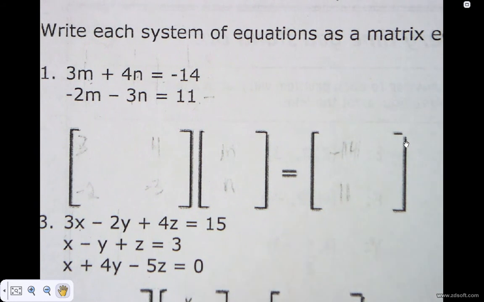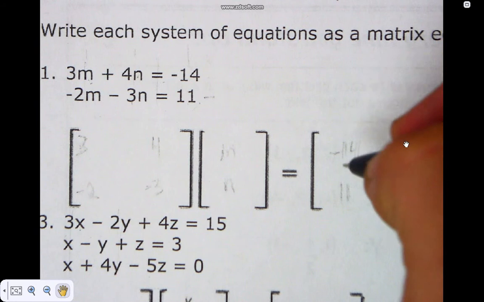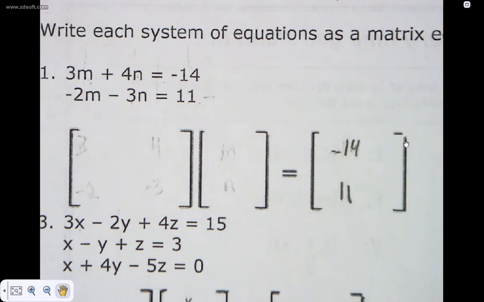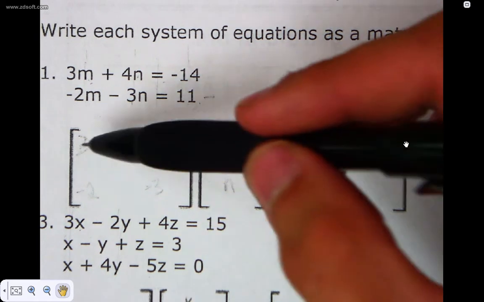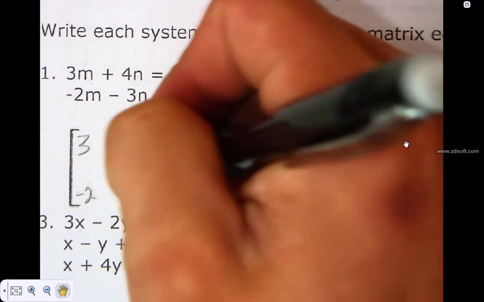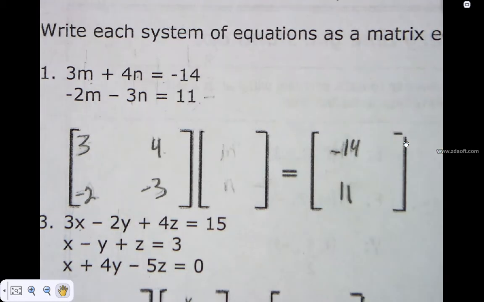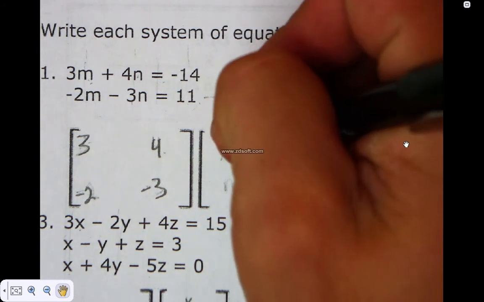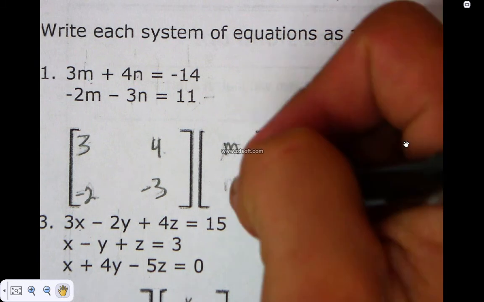And the matrix is as easy as putting all the numbers in that are connected to the variables, all the coefficients, and then also what they equal. So I'll start off with what they equal. So you can see one equals -14 and the other one equals 11. Alright, I'm going to go ahead and put all the coefficients in here. So I've got 3m, I have 4n, I have -2m, I have -3n. And then whatever variable is on the furthest left, you start that at the top right here. Okay, so you have m, and then you have n.